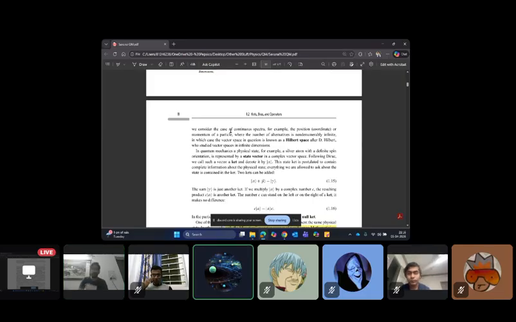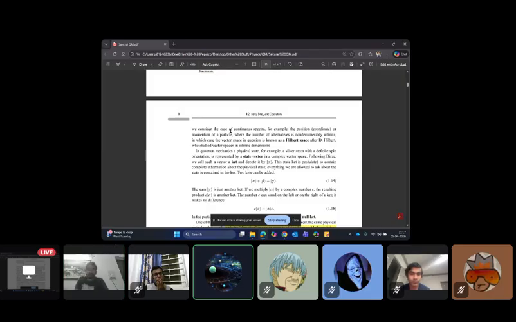In quantum mechanics, a physical state, for example a silver atom with a definite spin orientation, is represented by a state vector in a complex vector space. Following Dirac, we call such a vector a ket and denote it by alpha. This state ket is postulated to contain complete information about the physical state. Everything we are allowed to ask about the state is contained in the ket.